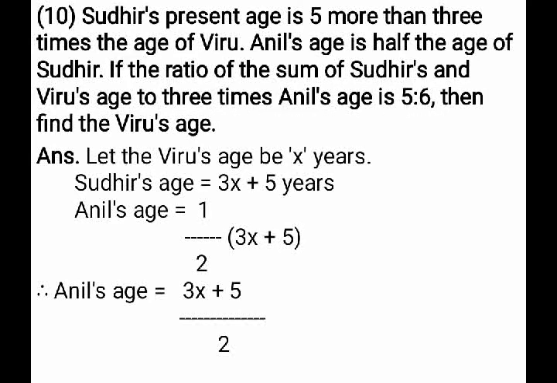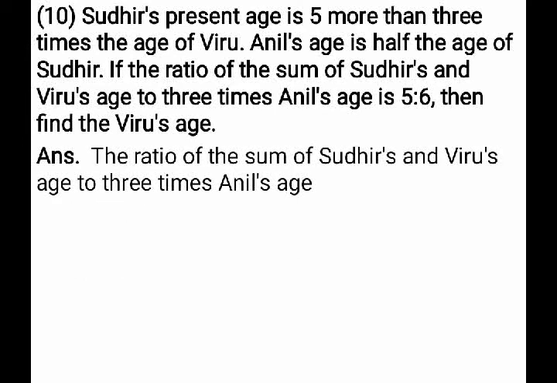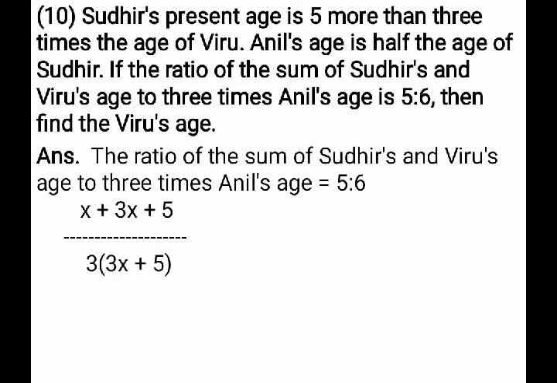So, this statement you have to write first. The ratio of the sum of Sudhir's and Viru's age to 3 times Anil's age is equal to 5:6. Now write the equation form in addition form. That is Viru's age x plus Sudhir's age 3x + 5, upon 3 times the age of Anil, that is 3 in bracket (3x + 5) upon 2, is equal to 5:6. This is the equation.